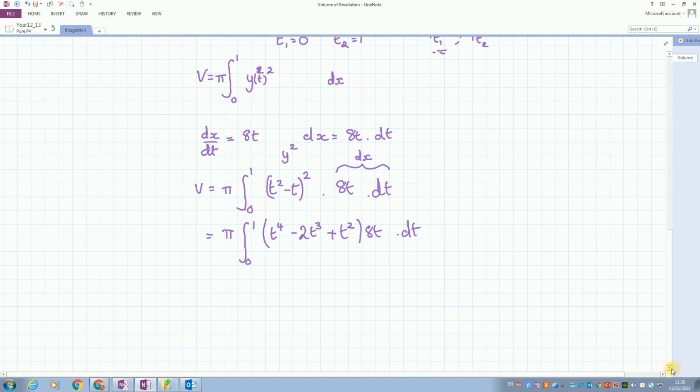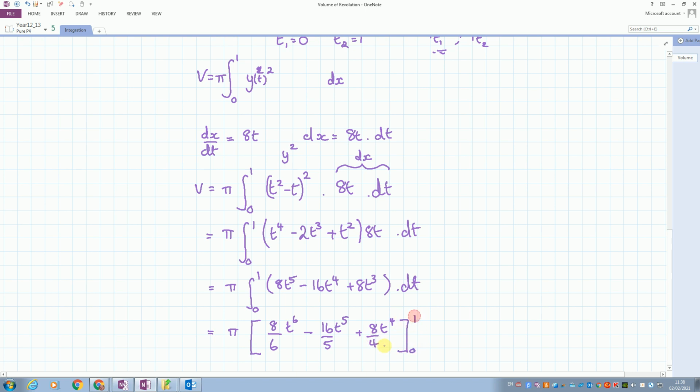Scroll on a little bit more and expand it. Pi is the integral from 0 to 1 of 8t to the 5 minus 16t to the 4 plus 8t cubed with respect to t. Keep them in brackets, and that evaluates out to pi times 8 over 6, t goes up to the power 6, divide by 6, minus 16 t to the 5, so we divide by 5, plus 8 t to the 4, so we divide by 4, from 0 to 1.